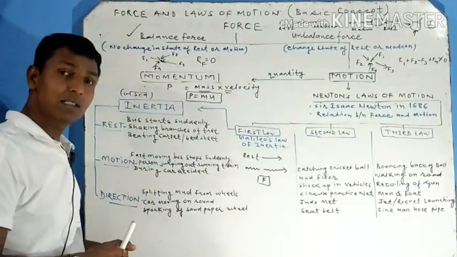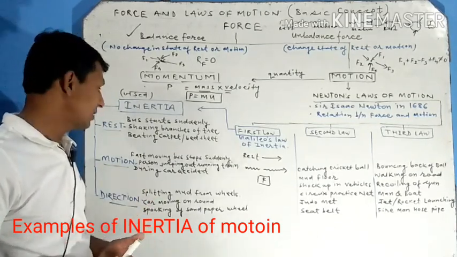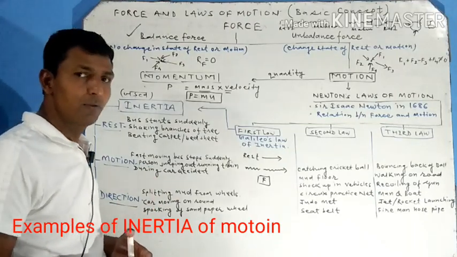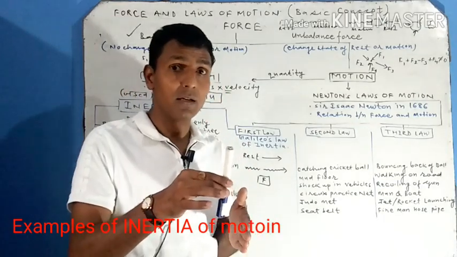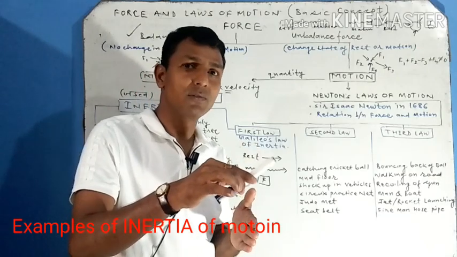Similarly, we have some examples of inertia of motion, which you will study in your NCERT books also. The first one is a fast-moving bus stopping suddenly. When a bus is moving very fast and a passenger is standing in it, what happens? The passenger falls down on the forward side.